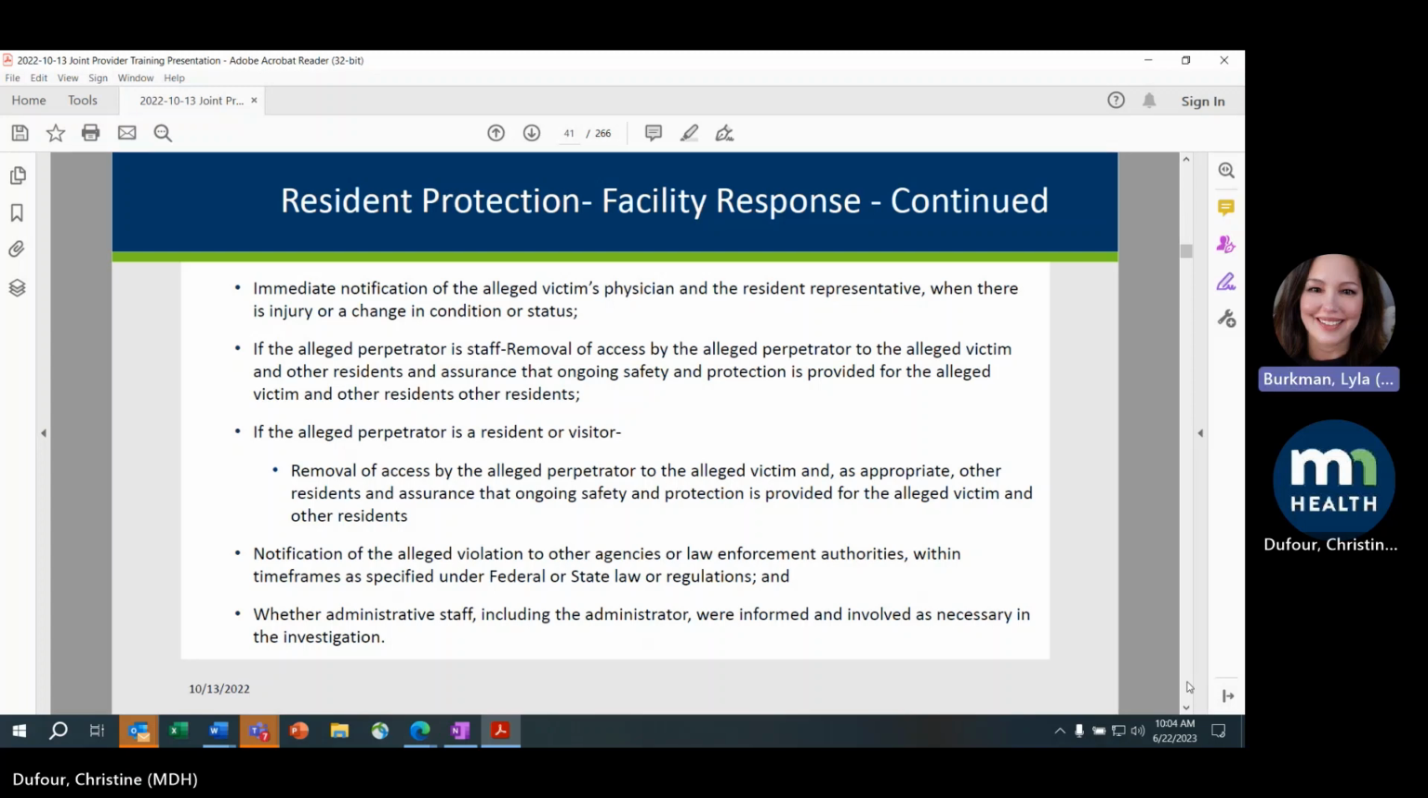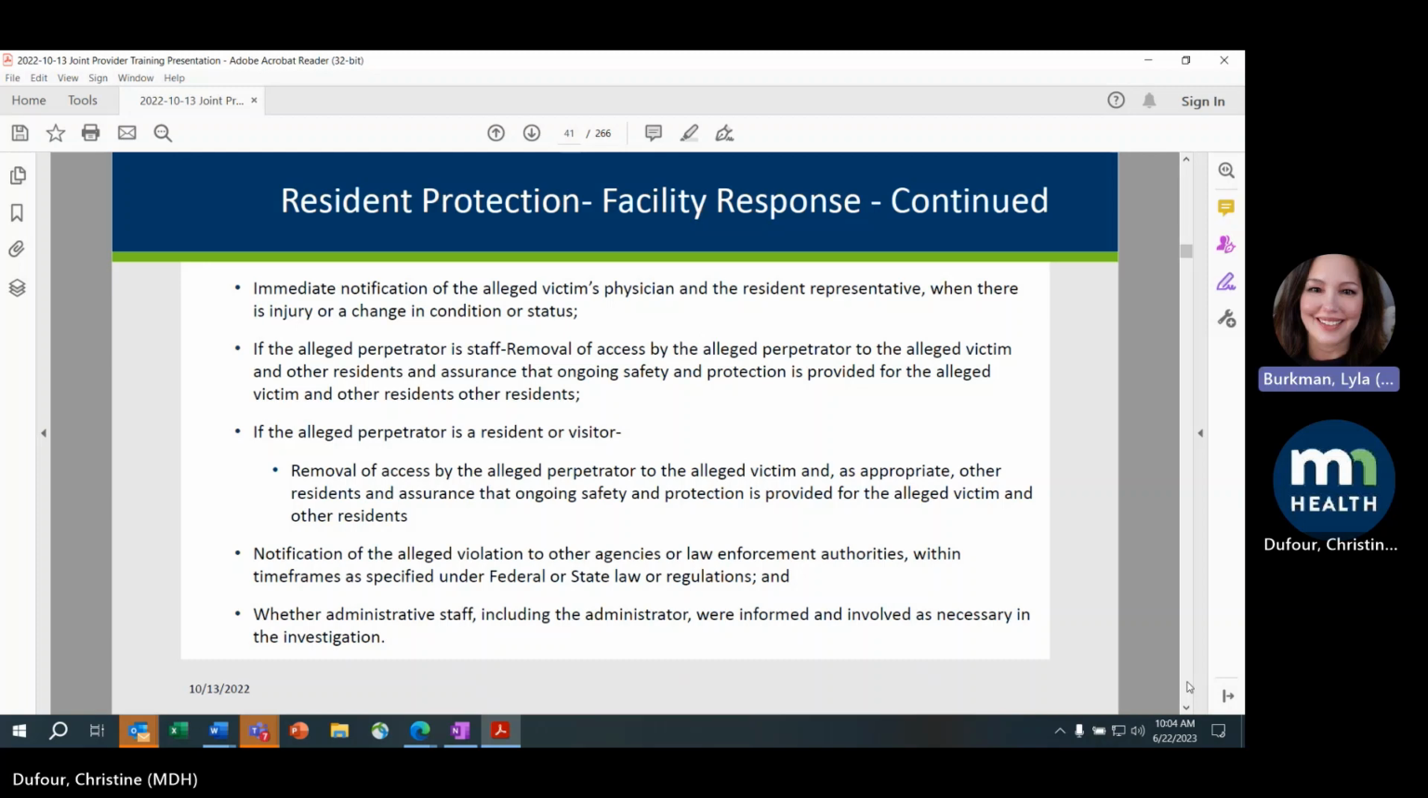If the alleged perpetrator is staff, removal of access by the alleged perpetrator to the alleged victim and other residents, and assurance that ongoing safety and protection is provided for the alleged victim and other residents.